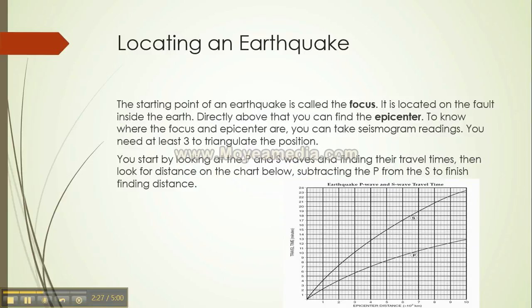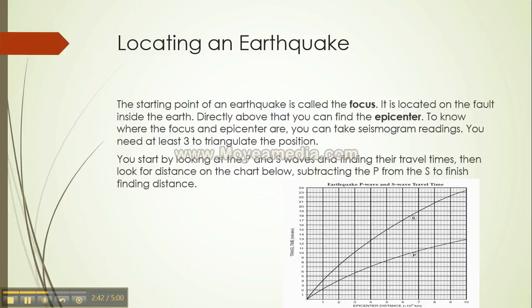Locating an earthquake. The starting point of an earthquake is called the focus. It is located on the fault inside the Earth. Directly above that you can find the epicenter. To know where the focus and epicenter are, you can take seismogram readings. You need at least 3 to triangulate the position.